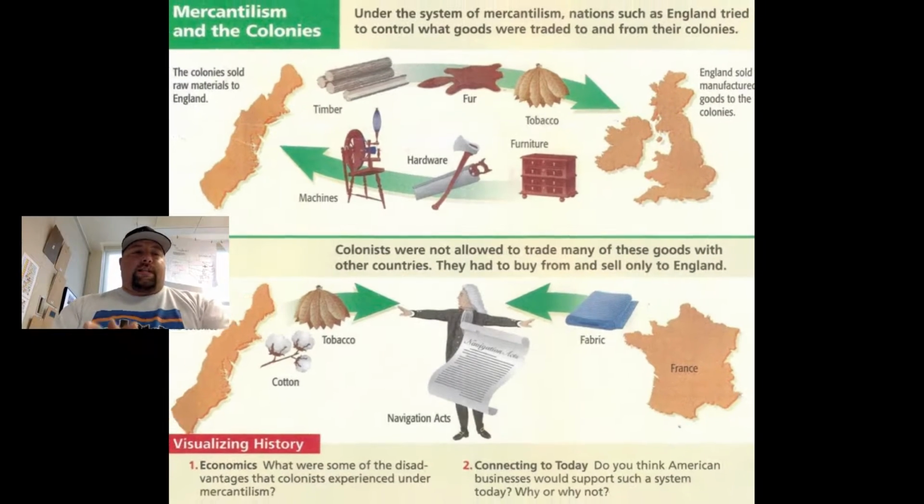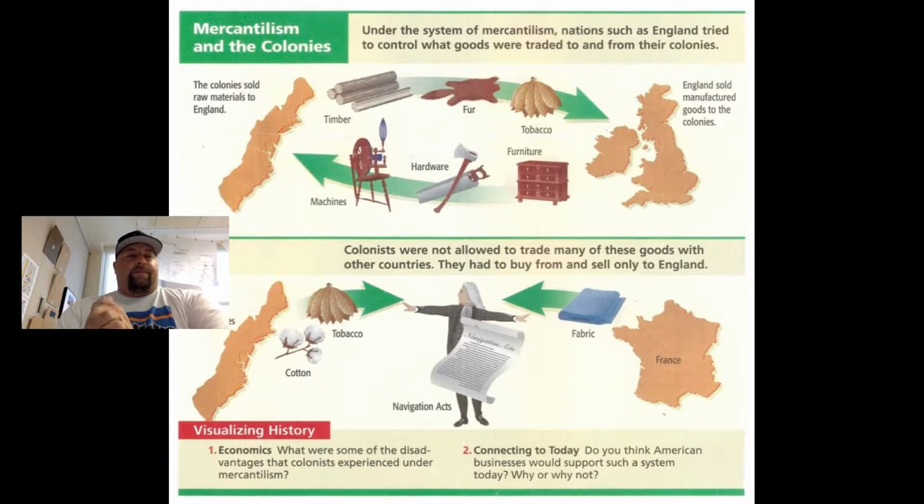So what were these exports and imports? The goods exported to Great Britain from the colonies were things like fish, furs, fruit, rice, tobacco, indigo, timber, basically raw materials, and goods that were imported from Great Britain to the colonies were manufactured goods such as machines, hardware, and furniture.